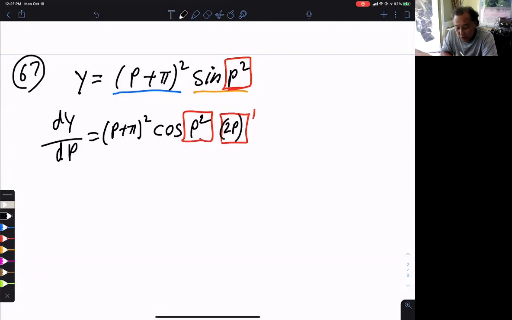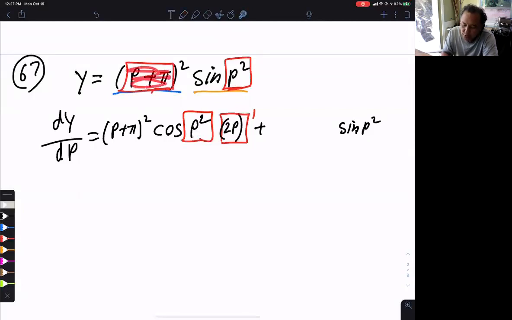So that's leave the first alone, take the derivative of the second. Then I leave the second alone, so I'll put it out here. I leave that alone, but then I take the derivative of the first. But the first is box squared. What's the derivative of box squared? Isn't it 2 box to the first? I believe so. 2 box to the first times the derivative of box.